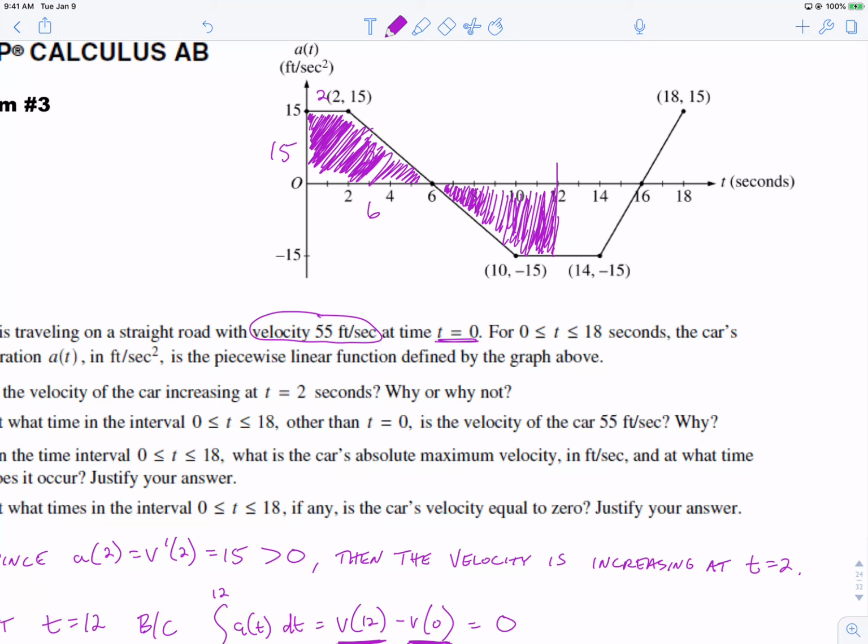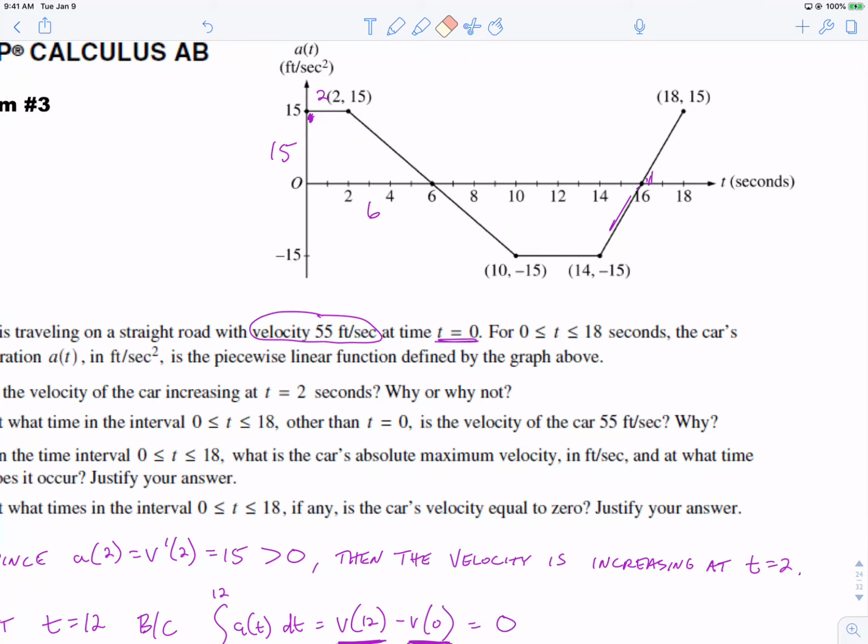Now, anywhere after 12, it starts getting into the negative because now our net change is negative. So now our velocity is going to start dropping below 55. So now we could be approaching our minimum, and it's going to keep going down until we get to 16. Then we start adding positive change in velocity back on. So the velocity is going to start going back up again.